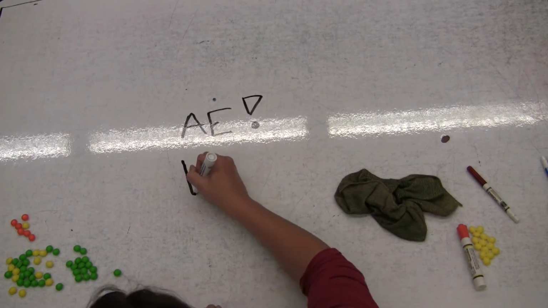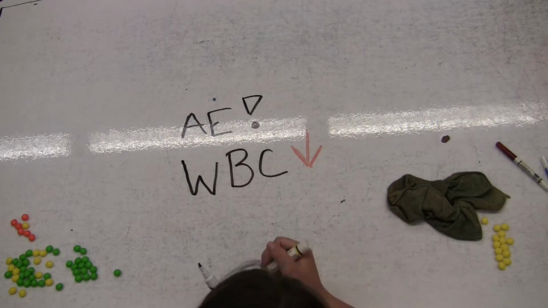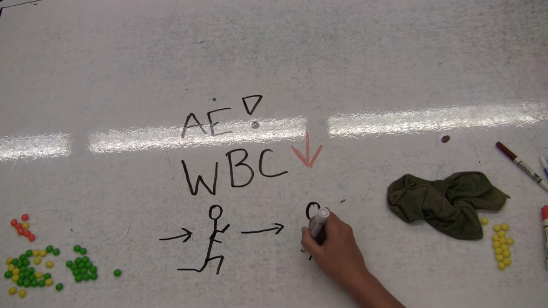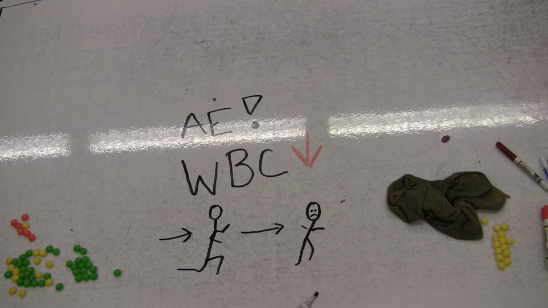Propylthiouracil has black box warnings because it can lead to bone marrow and liver toxicity. It also has side effects of leukopenia, loss of stamina, and weight gain.